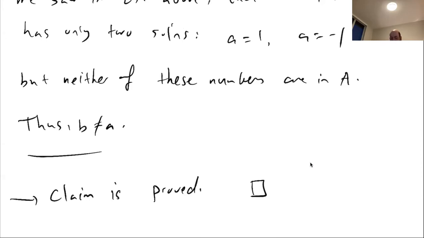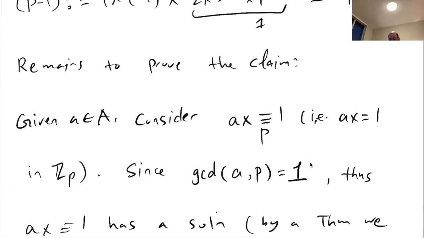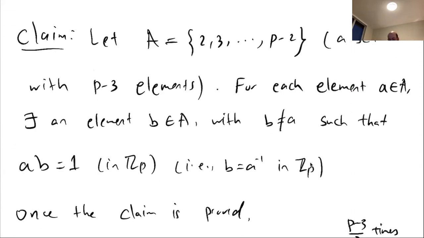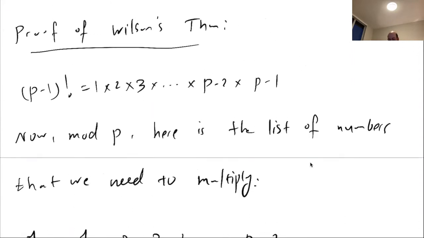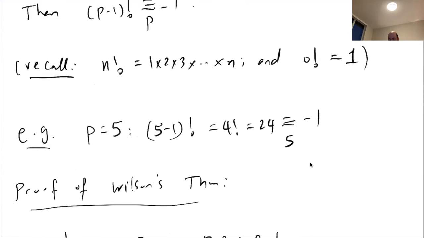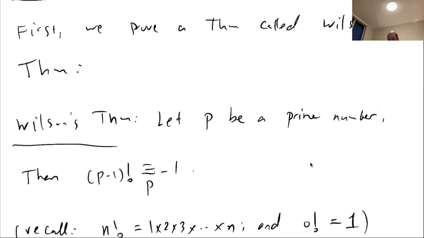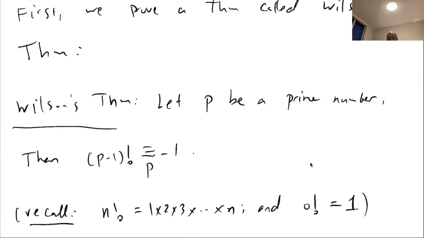Okay, let me explain one more time the proof of Wilson's theorem. I think it got a little bit long and maybe I've lost the track. So let me explain the idea one more time. First of all, what does Wilson's theorem say? It says that if p is a prime number, (p minus 1) factorial is equal to minus 1 mod p. Now, how do we prove this? So let me explain the idea.